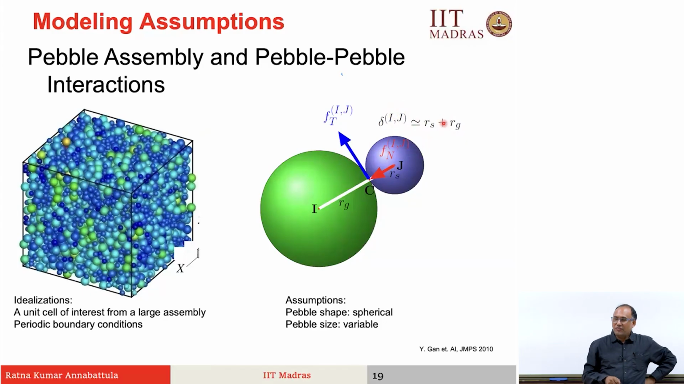And now, if the actual distance between centers is smaller than this Rs plus Rg, then you know that there is an overlap, correct? Yes or no? Now, depending upon the overlap, I told you that there is a contact constitutive relation which depends on the overlap, and that will give you the values of Fn and Ft.